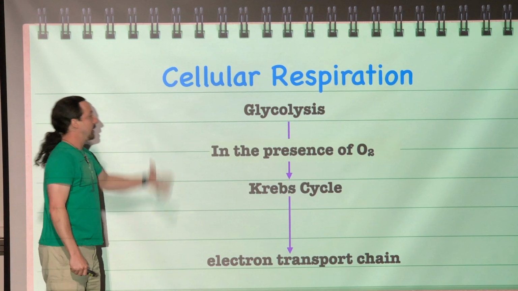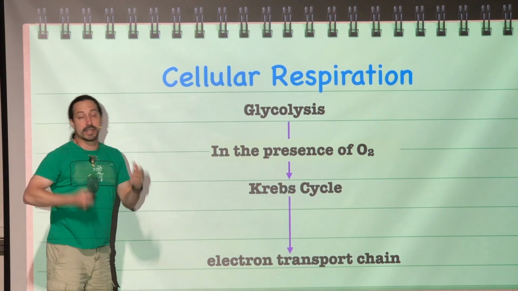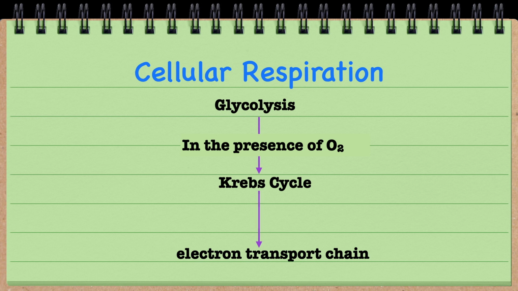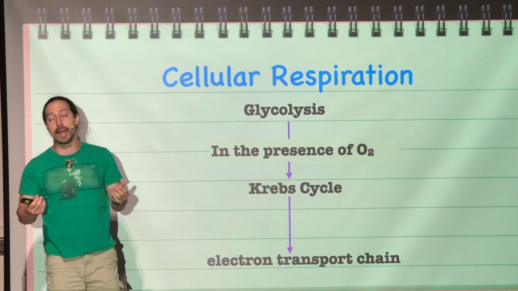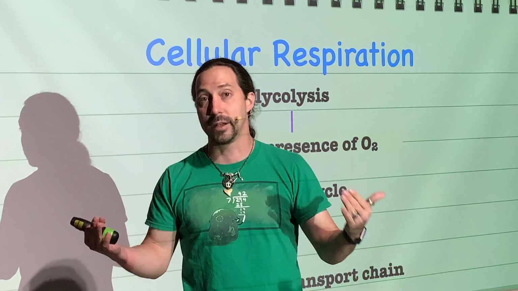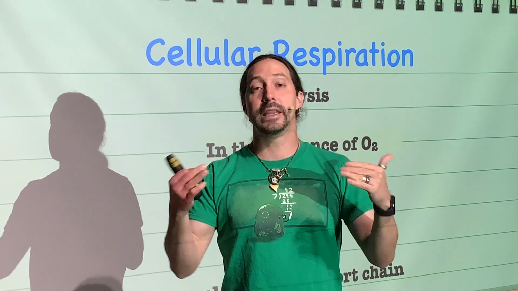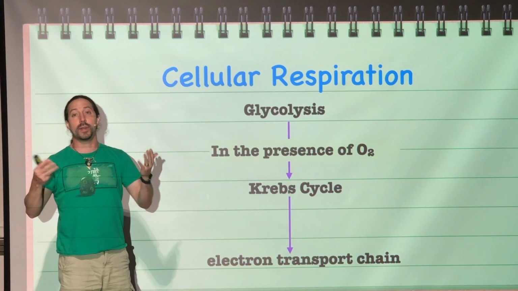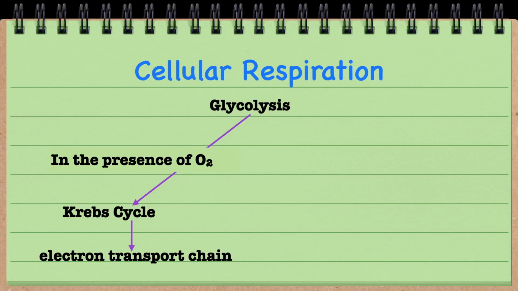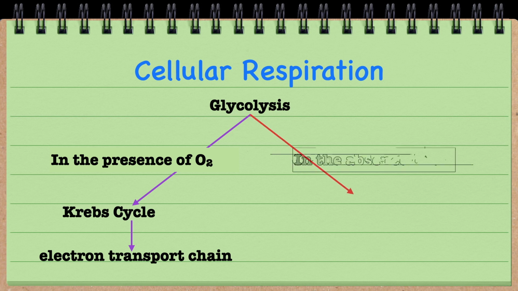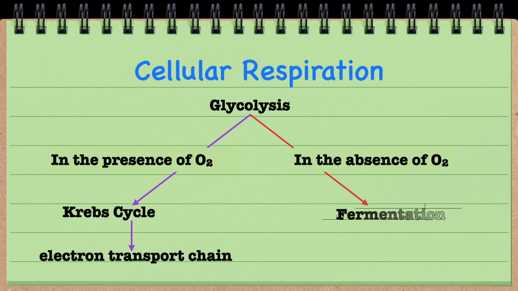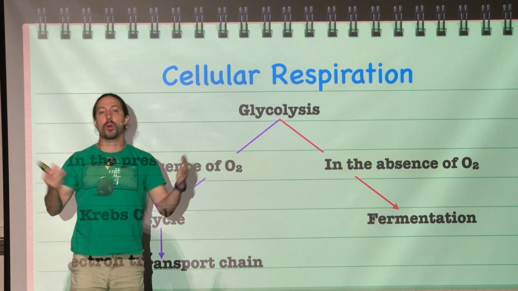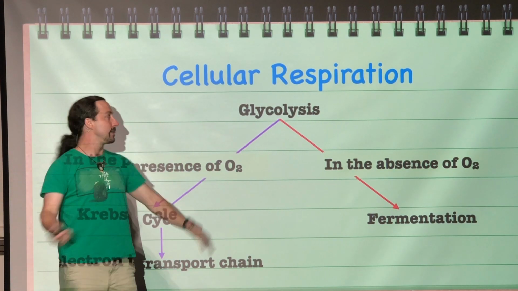The steps. Well, first off, we start with glycolysis. That is the first stage of cellular respiration. The next stage, the Krebs cycle, also called the tricarboxylic acid cycle or the citric acid cycle, takes place only in the presence of oxygen. Same with the electron transport chain. That also only takes place in the presence of oxygen. If, on the other hand, oxygen isn't present, then we go through this stage called fermentation. But for today, what we're going to look at is glycolysis.